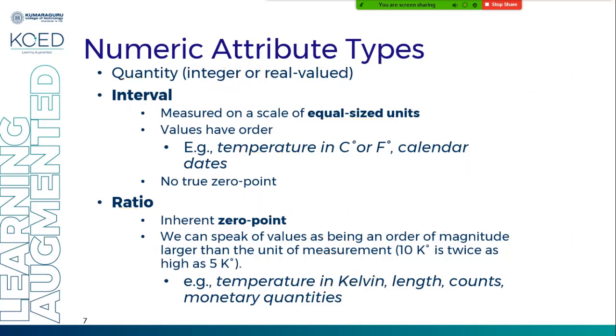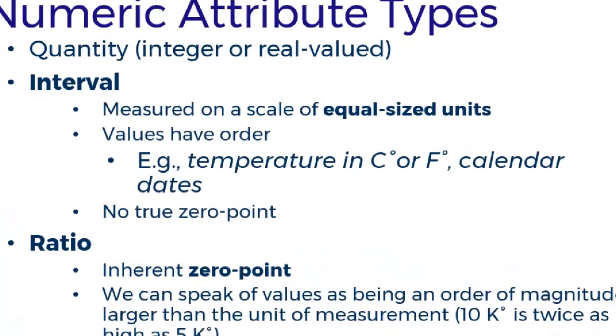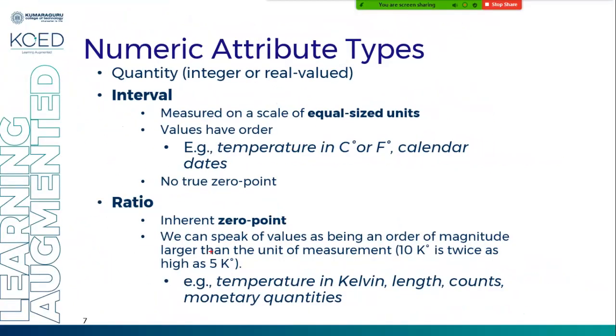Next is ratio, which is very important. A ratio attribute has an inherent zero point, so we can speak of a value being an order of magnitude higher. For example, 10 Kelvin is a temperature, and 10 Kelvin is twice as high as 5 Kelvin. Temperature in Kelvin, length, count, and monetary quantities all come under the ratio attribute.